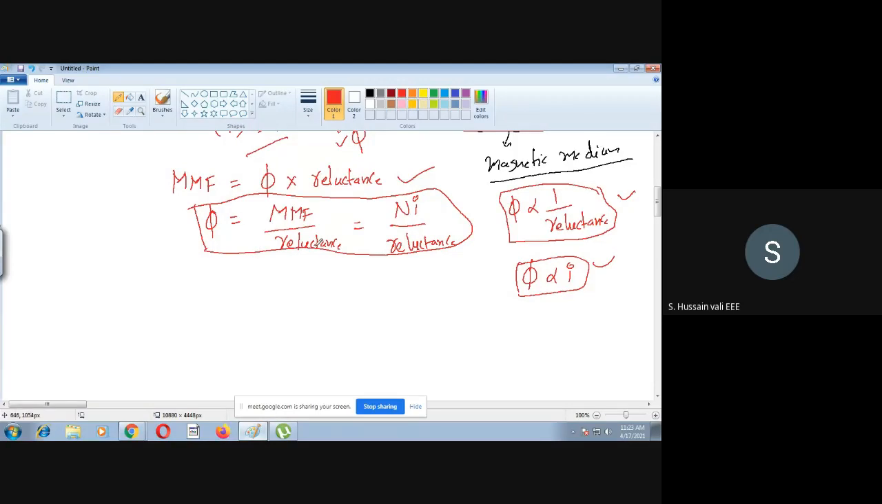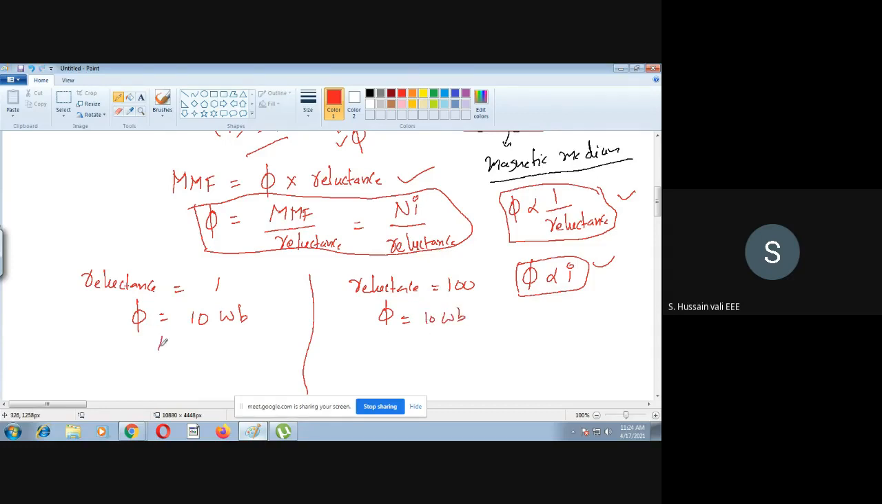Say, for example, I will take one simple calculation with two cases. In one case reluctance is 1, and in another case reluctance is 100. The flux required is 10 Weber, just as an example, and here also the flux required is 10 Weber.